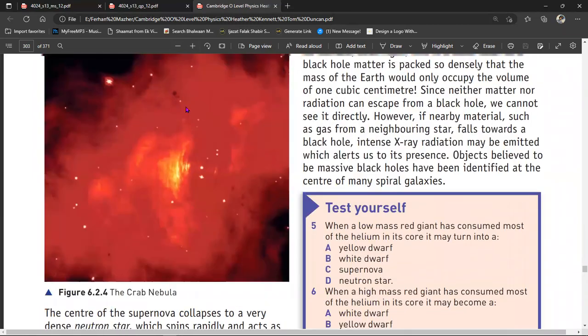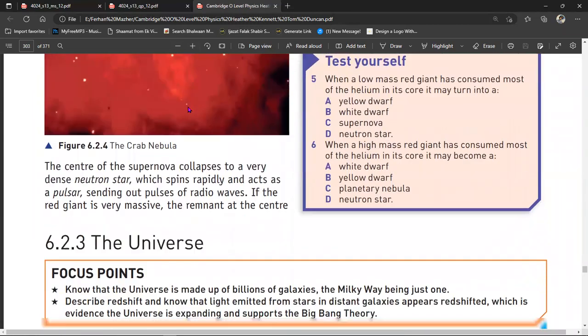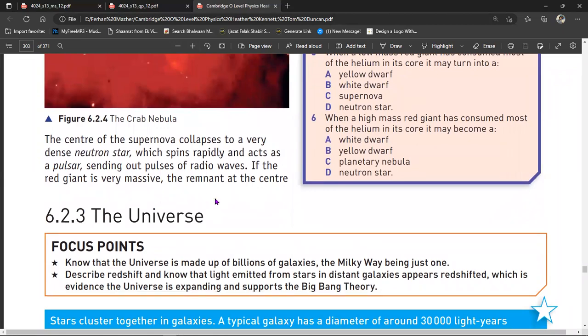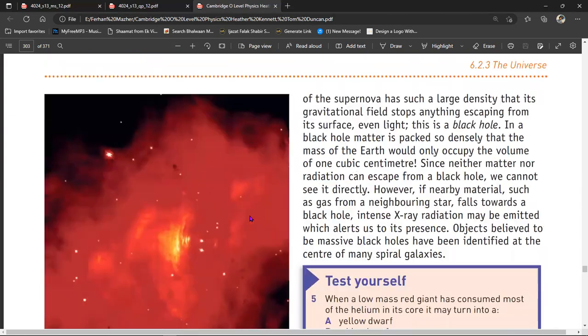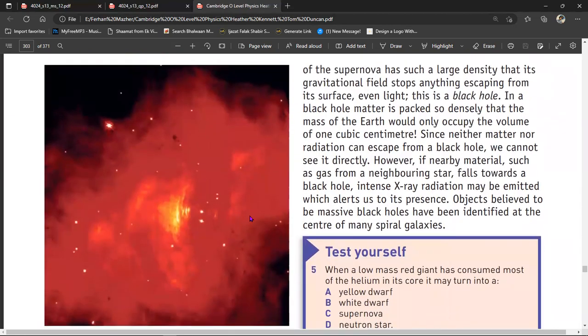The center of the supernova collapses to a very dense neutron star, which spins rapidly and acts as a pulsar, sending out pulses of radio waves. If the red giant is very massive, the remnant at the center of the supernova has such a large density that its gravitational field stops anything escaping from its surface, even light. This is a black hole.